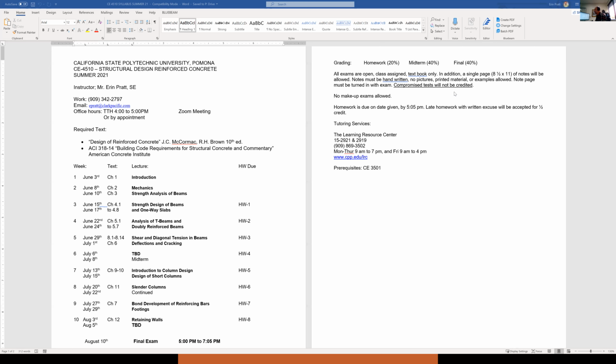So the expectation is that what is in front of you to take this exam is your calculator, your textbook, and your single page 8.5 by 11 of notes. The notes must be handwritten. They cannot have any pictures, any printed material, nor any examples that you may have gotten from anywhere. All you can have on your single page is your notes of what's been presented in the lectures and the textbook. Your textbook, your one page of notes, your pencil, and your calculator, and nothing else.